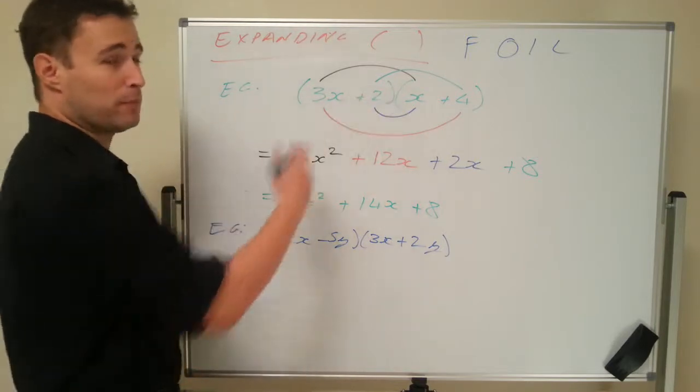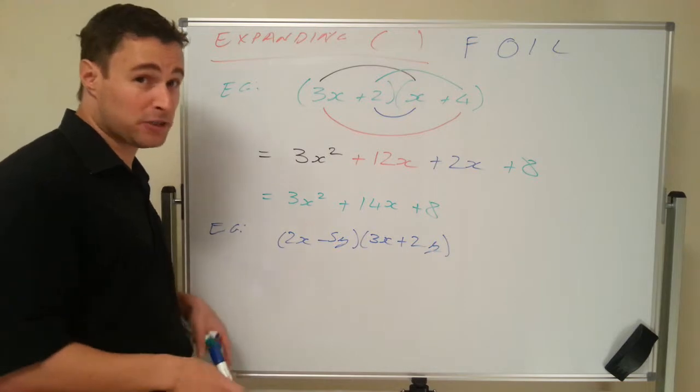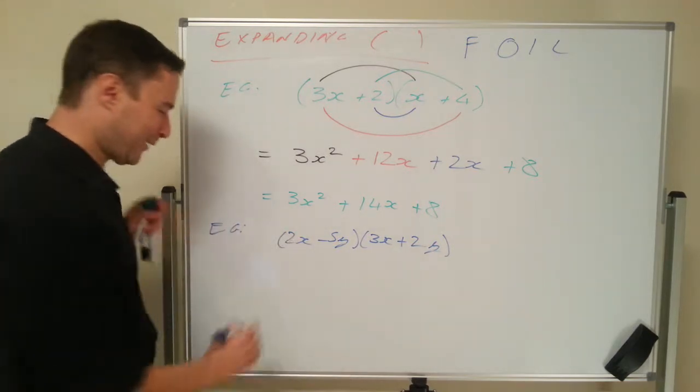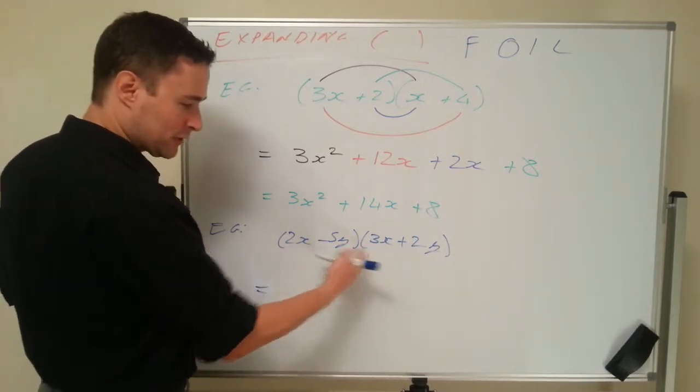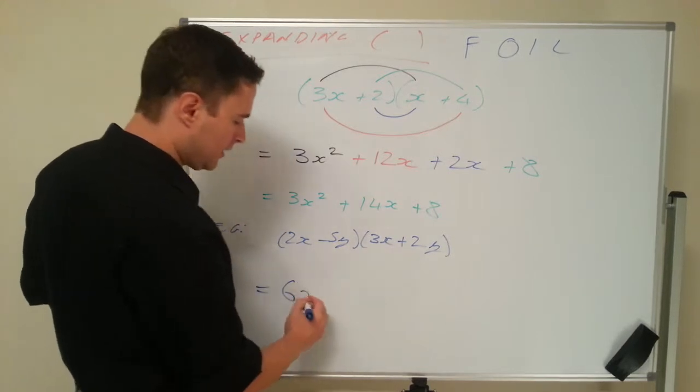FOIL. Now, I'm not going to draw the picture each time. You can until you get comfortable with it. On my notes, I've got the picture drawn. I'm just going to do it. Maybe I should draw it. Nah, I'm just going to crack on like this. First times first. 2x times 3x. 2 times 3 is 6. x times x, x squared.